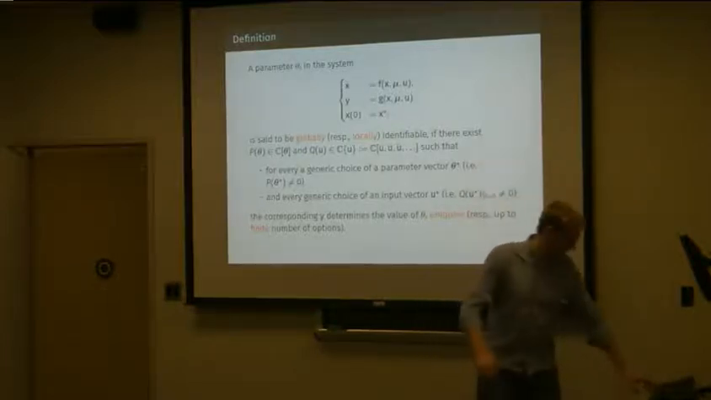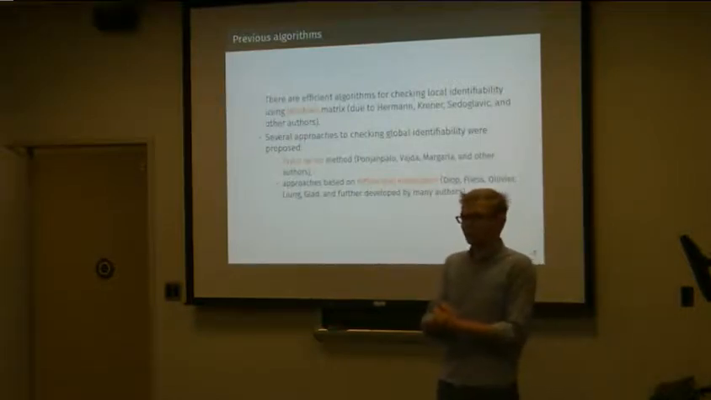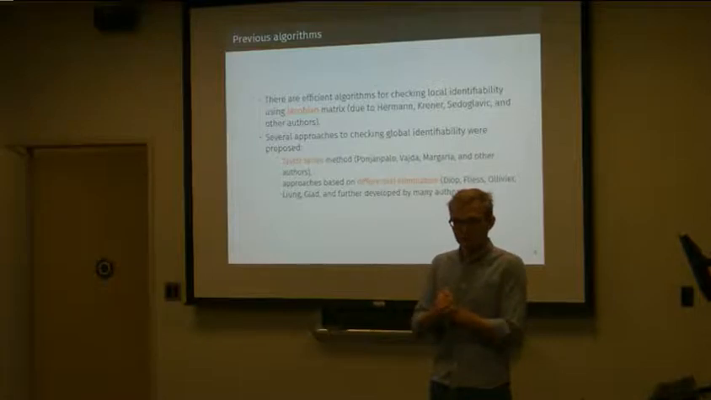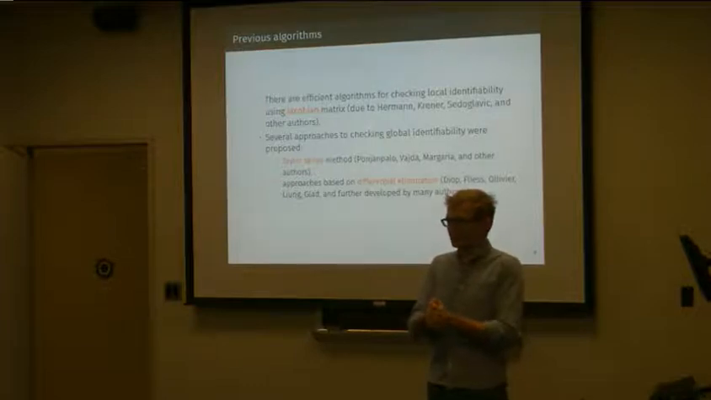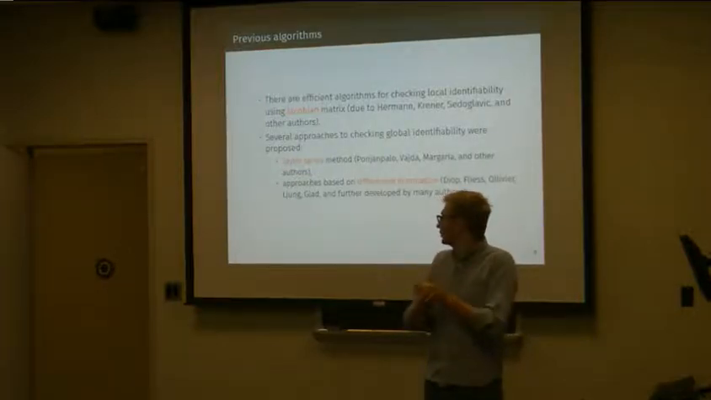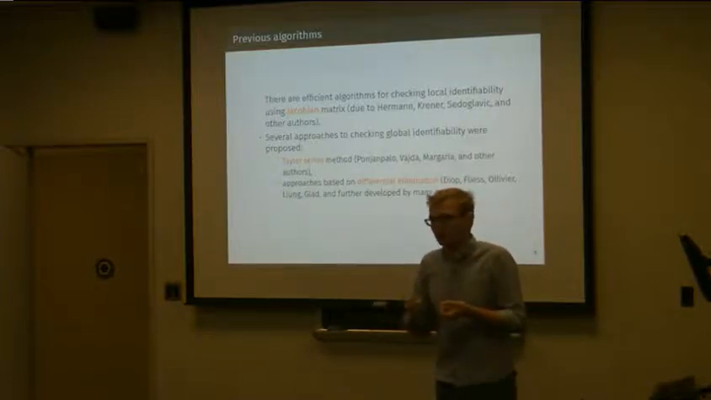Okay, there are different ways to establish identifiability and non-identifiability. For local identifiability, that means that you cannot find the value of the parameter uniquely, but you have just a finite number of options.